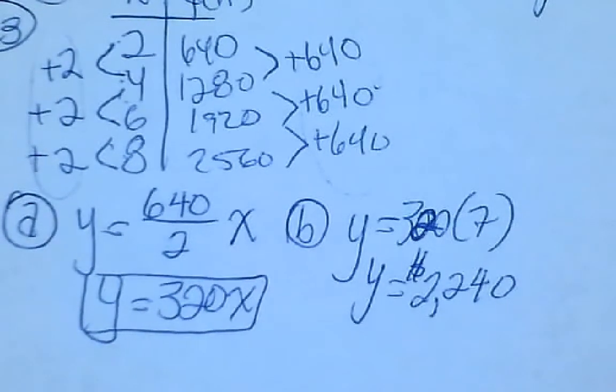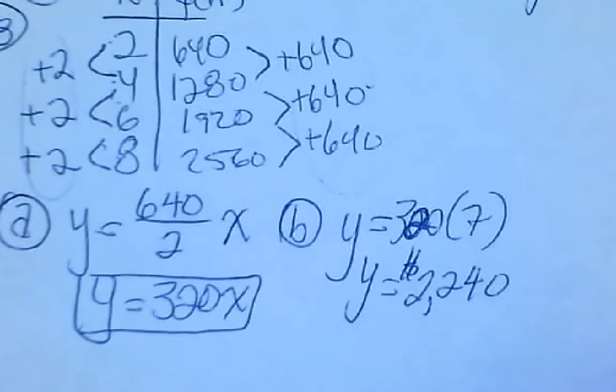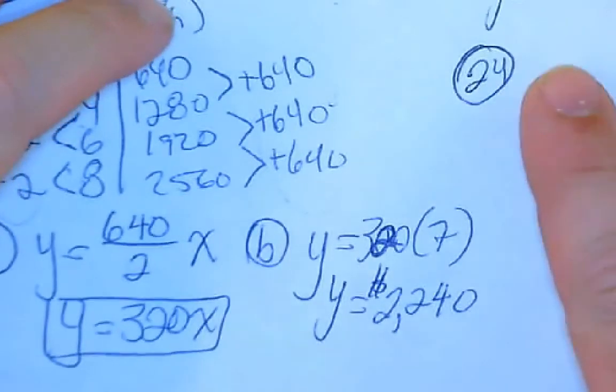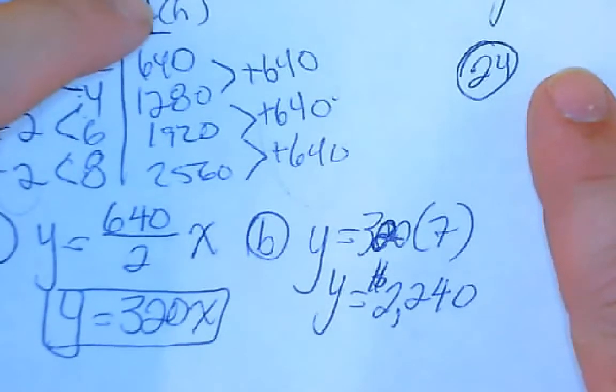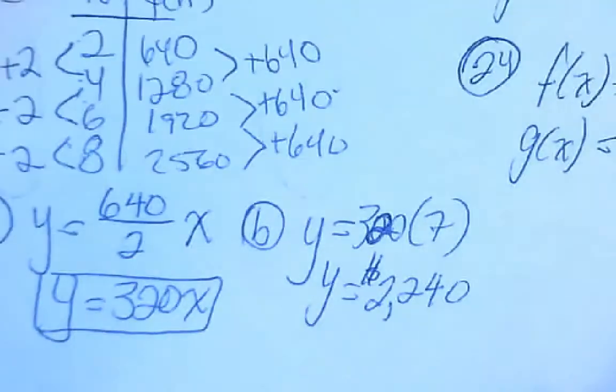Number 24 is giving us a transformation. Our original equation was x minus 2. Our new equation is that same equation with an x plus 3. Okay.